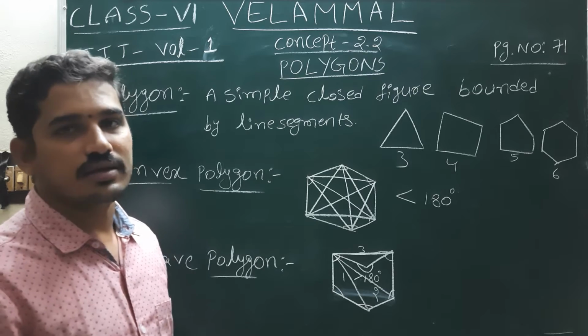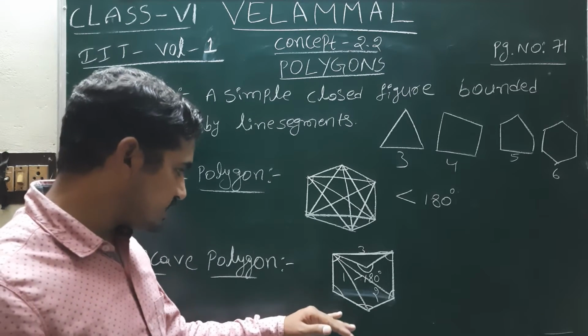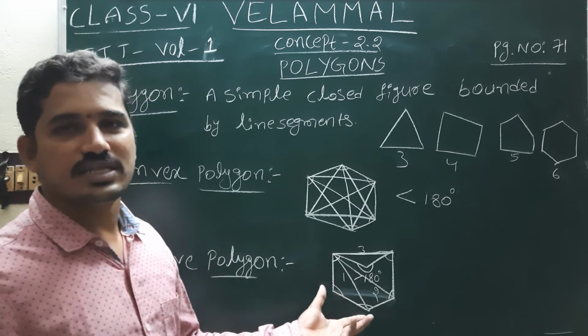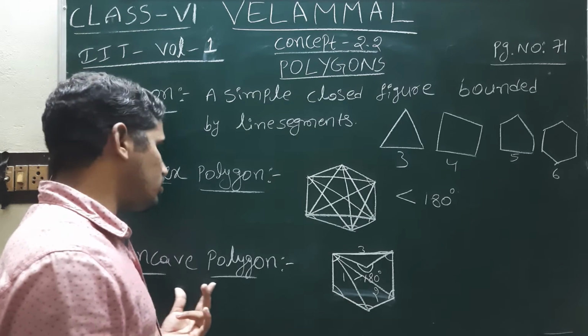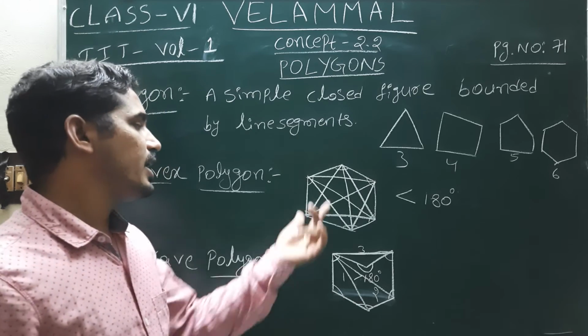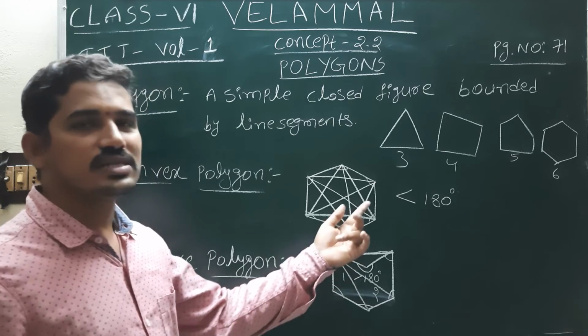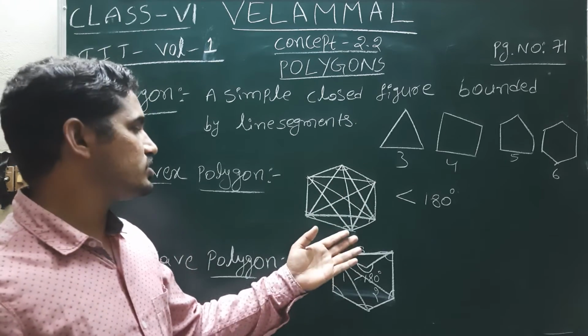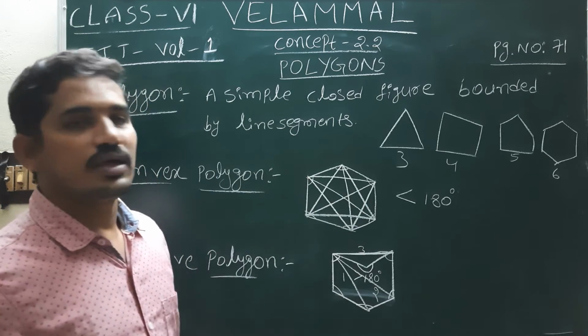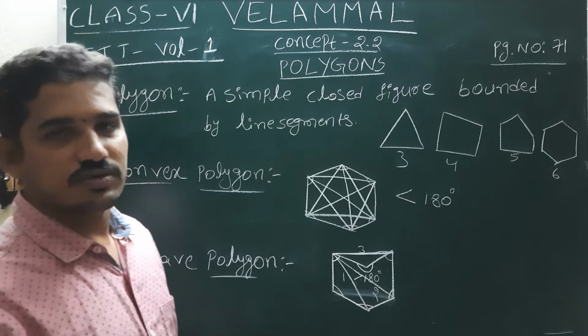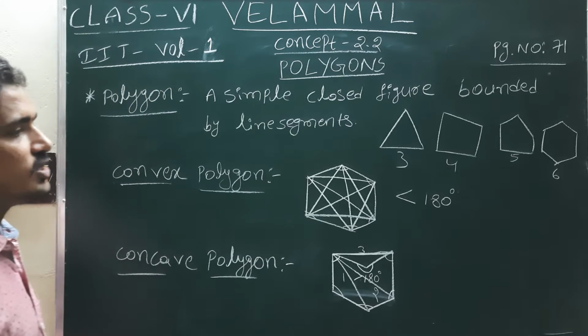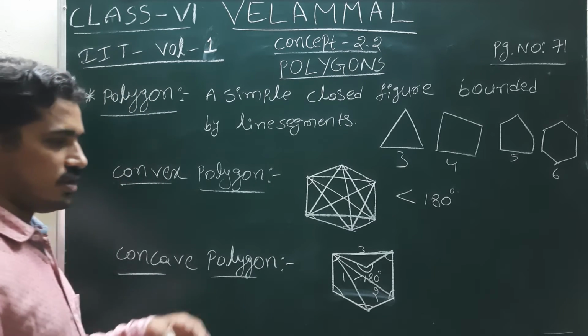which can be called a reflex angle. So if even one angle is more than 180 degrees in a polygon, those types of polygons are called concave polygons. And if all angles are less than 180 degrees, those polygons are called convex polygons. I hope you all understood what concave and convex are.